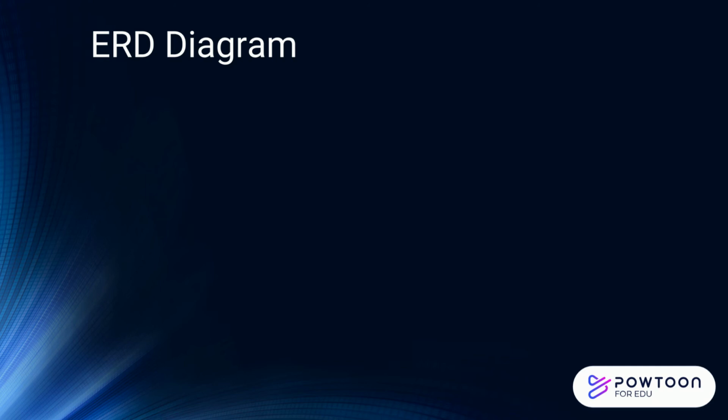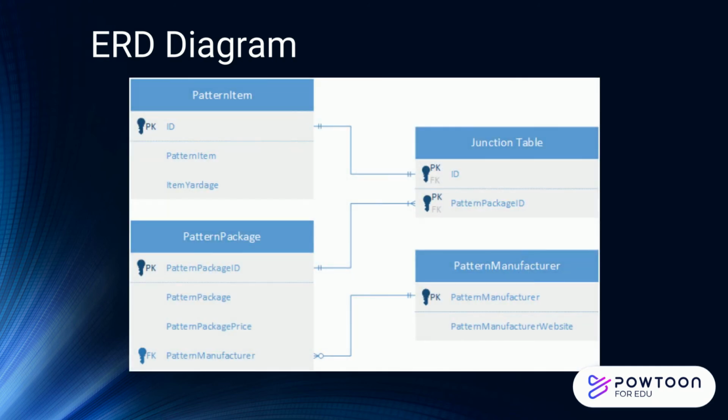The following entity relationship diagram shows the relationship between all four tables. As you can see by the crow's foot notation, each pattern item has one and only one record in the junction table. The pattern package table has one and only one record for each record at the junction table, but the junction table may have multiple records for each pattern package. Each pattern package has one and only one pattern manufacturer, but each manufacturer may have multiple pattern packages.